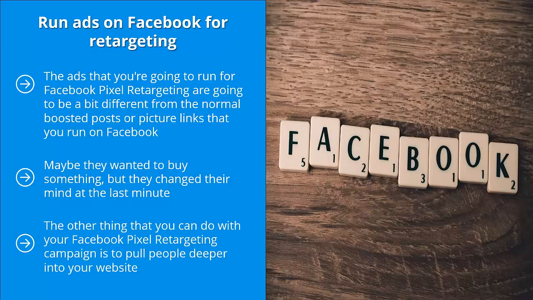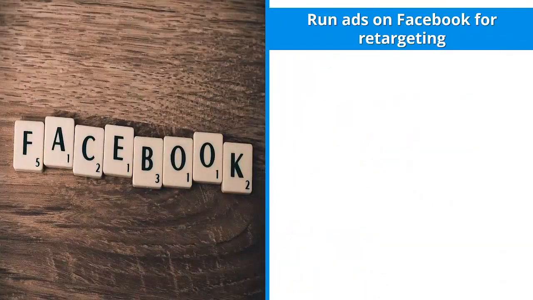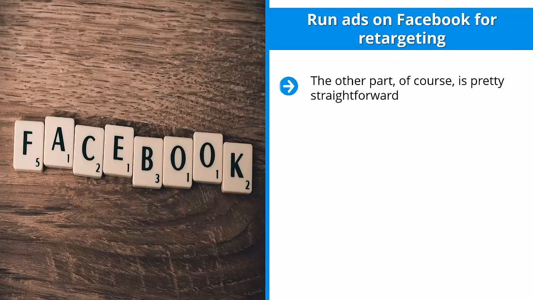The other thing that you can do with your Facebook pixel retargeting campaign is to pull people deeper into your website. Usually, a website is composed of two parts. The first layer is the content layer, meaning you're trying to get people to know about the problem, like your particular solution, and eventually trust the solution enough so they can buy. The other part, of course, is pretty straightforward. It's all about buying. But there's a complication. A lot of people would go through the content layers, but they never make it through to the actual buying part. They never make it to your conversion page.